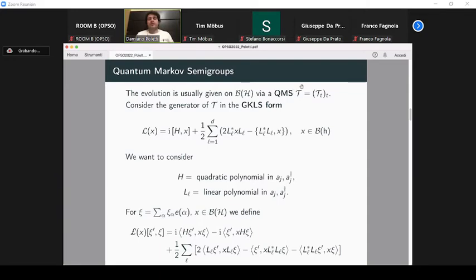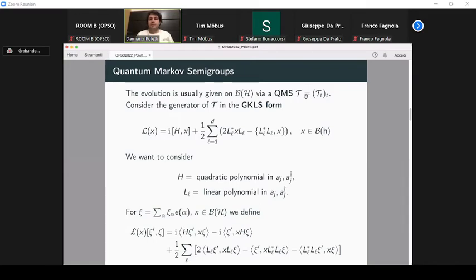When we consider some stronger continuity of the semigroup, we obtain an infinitesimal generator that has this characteristic GKLS form, which is the one you see below, and it depends on two operators. So when the semigroup is norm continuous, we can identify the generator simply by choosing an operator H, which is self-adjoint and bounded, and a set of operators L, which are called Kraus operators, again bounded operators.